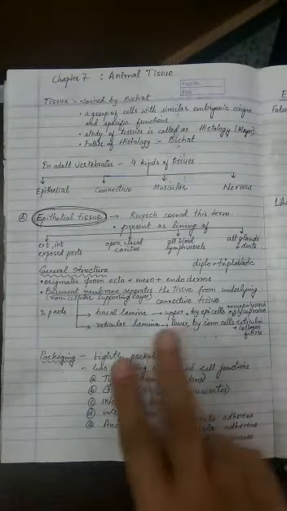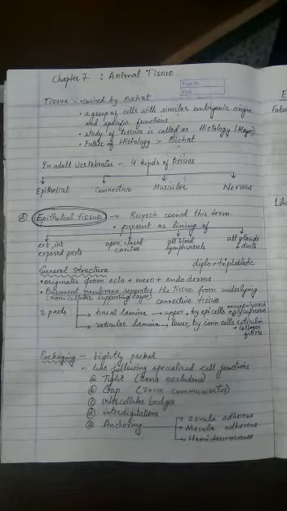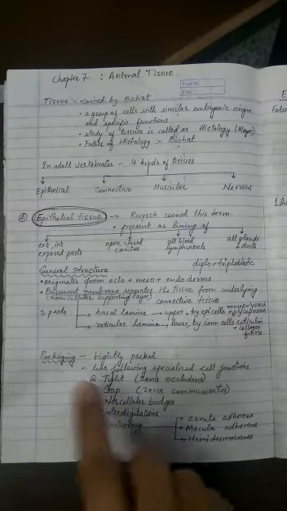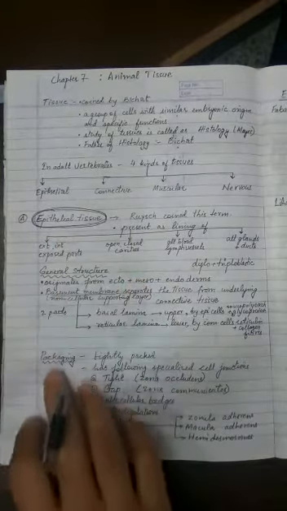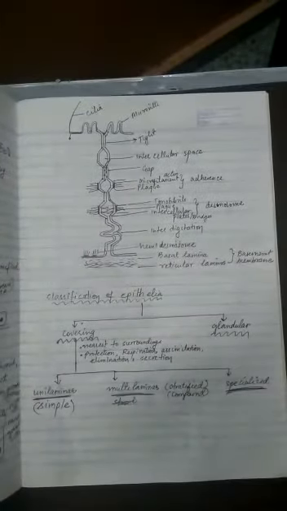So far we have covered the epithelial tissue in the last two classes. We have understood the meaning of histology. We have understood that Bichat is considered the father of histology, and histology is the study of tissues. And we have learned that epithelial tissue has junctions in it, and the cells in the epithelial tissue are tightly packed.